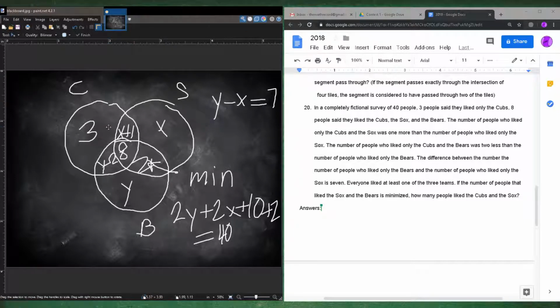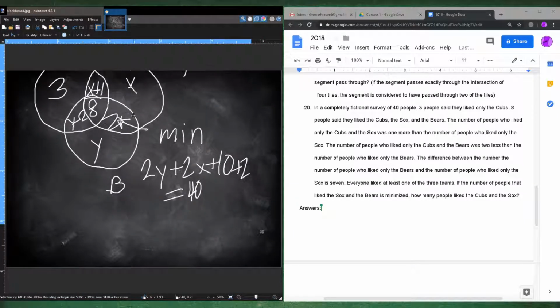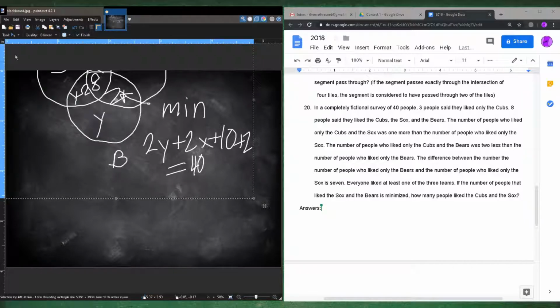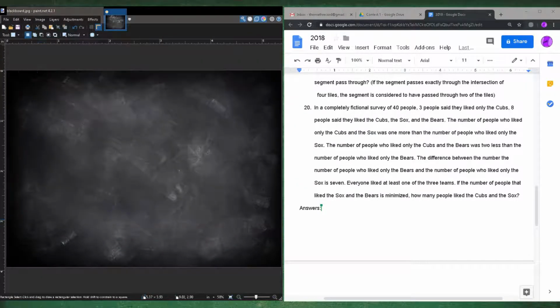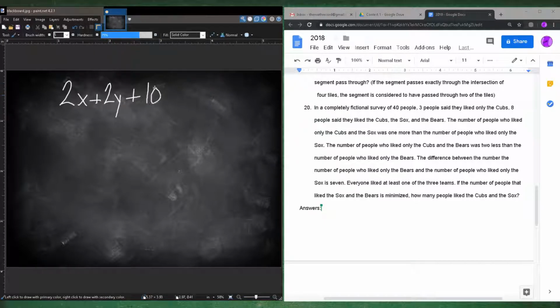Let's kind of move this up. I'm just going to do the math here. Actually, let's just delete the entire thing, since we already have the math. If you want to have the picture written down somewhere, you could, because I don't have the room for it. So we have 2x plus 2y plus 10 plus z is equal to 40, right?